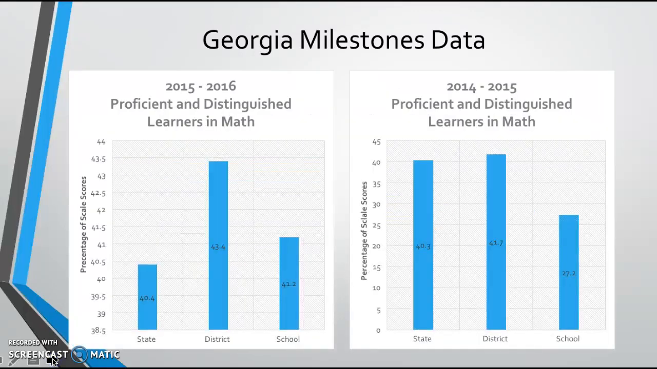Our last piece of data we are looking at is how the school's proficient and distinguished learners in math compare to the district and state for the past 2 years. You can see how the percentage of students falling into this category improved between the 2 years, from 27.2% in 2014-2015 up to 41.2%. This resulted in the school having a higher percentage of proficient and distinguished learners than the state.